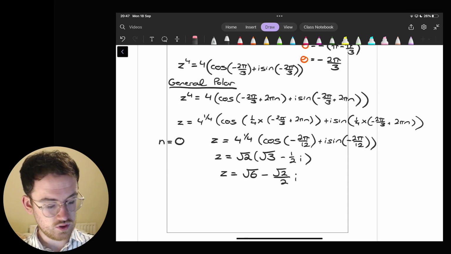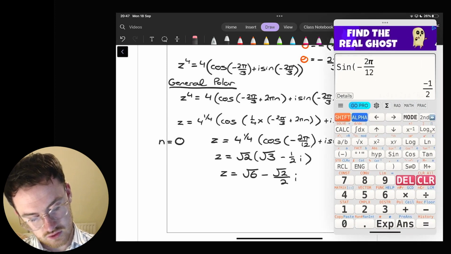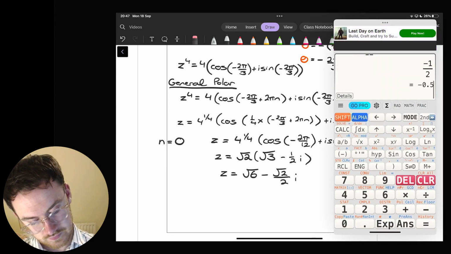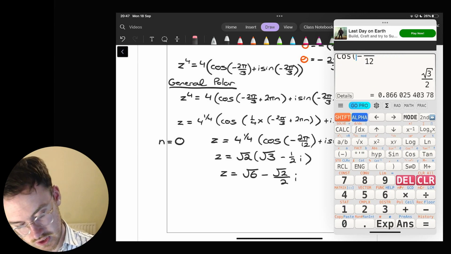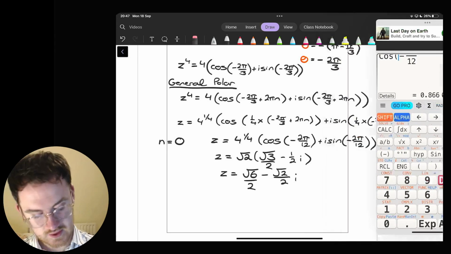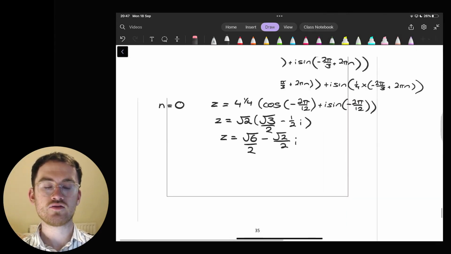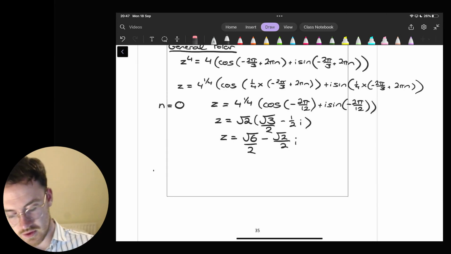Now let me just double check and make sure we haven't gone astray there. Yes, root 3 over 2, sorry. Took that one and just our 2. There we go. I was thinking somewhere had gone wrong there. Okay, so root 6 over 2 minus root 2 over 2 i.